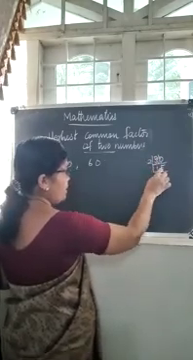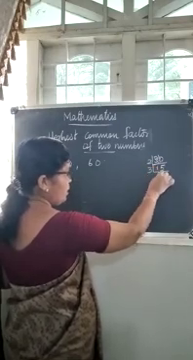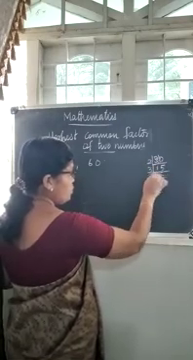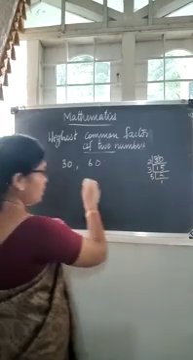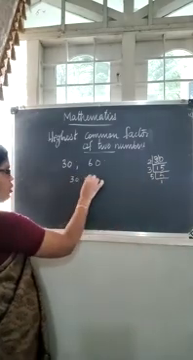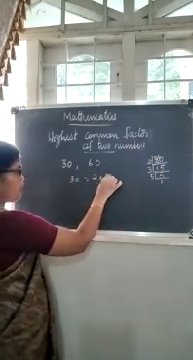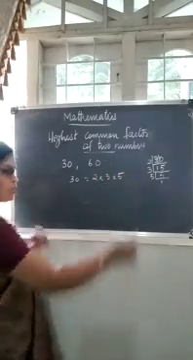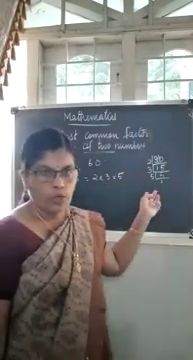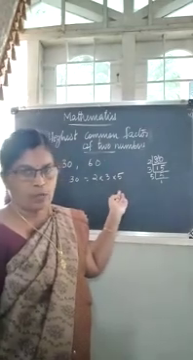Again we can divide it by 3. 5 threes are 15. So 5 1. So for 30, the prime factors are 2 into 3 into 5. These are the prime factors of 30.